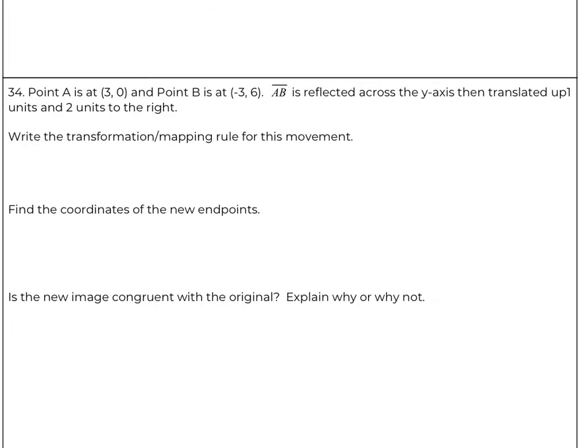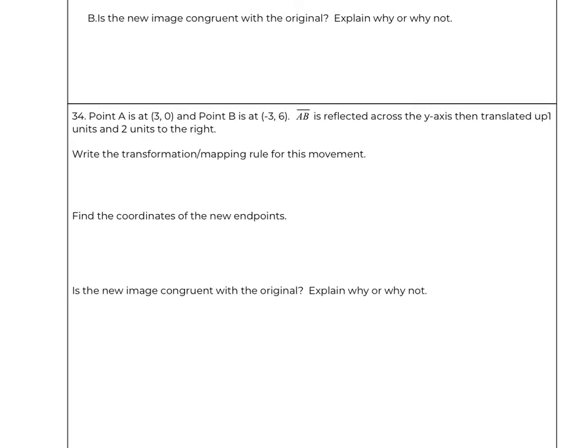Okay, I think I picked 34. So write the transformation mapping rule for this movement. There's a couple of things that happen. Reflected across the y, which I know makes x negative. And then translated up 1 would be like y plus 1. And 2 units to the right would be like x plus 2.